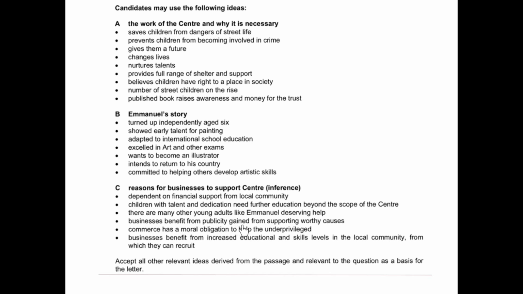Business benefit from publicity gained. Now, I haven't added that in, so this is the sort of thing that's reading between the lines, that's not actually in the passage. Commerce has a moral obligation to help the underprivileged. Again, this is reading between the lines and not in the passage. And businesses benefit from increased educational skill levels in the local community. Again, which is not in the passage. So now we can see that the extra marks are given for inference, which, just like in the reading paper, is the third bullet point.